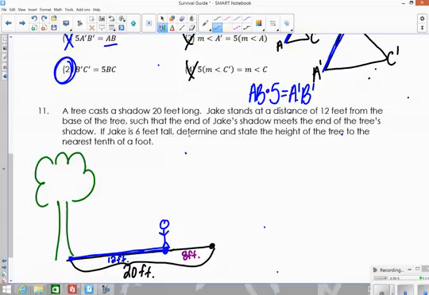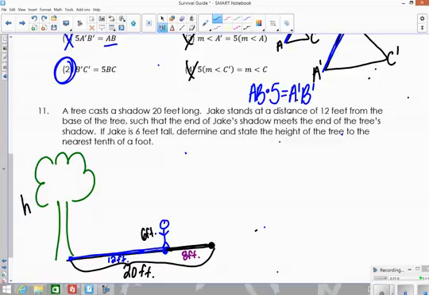Then it says such that the end of Jake's shadow meets the end of the tree's. Since he's 12 feet from the tree, his shadow is going to meet the tree. So that's why I know this distance is going to be 8, and that's representing the length of his shadow. Jake is 6 feet tall, and we need to determine and state the height of the tree. So I'm going to put H for height.